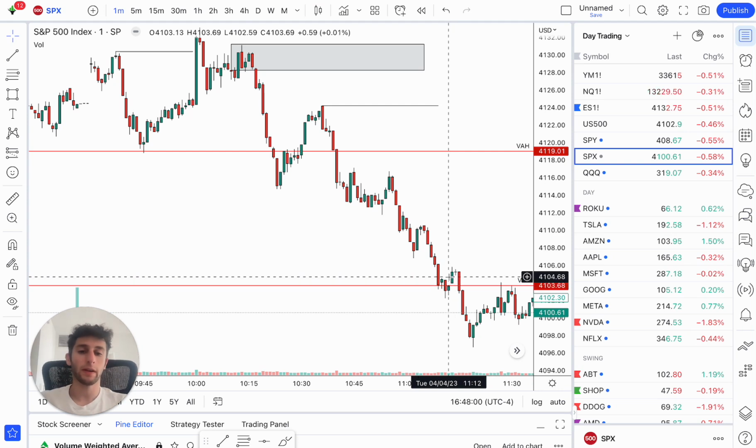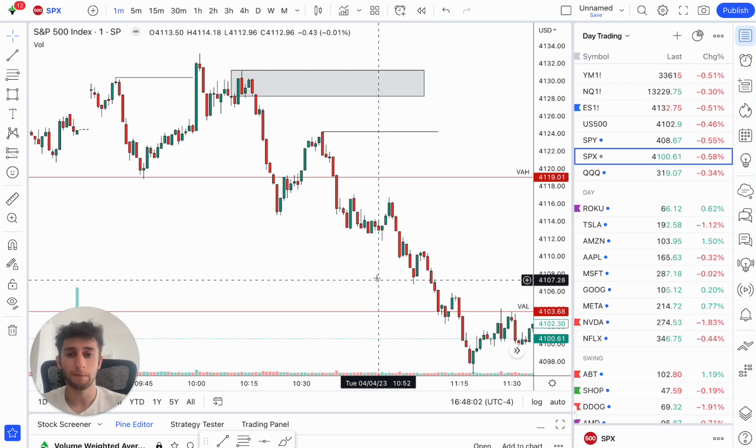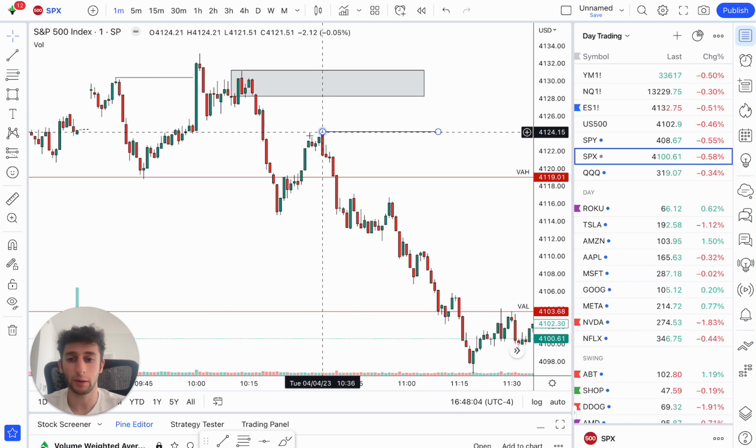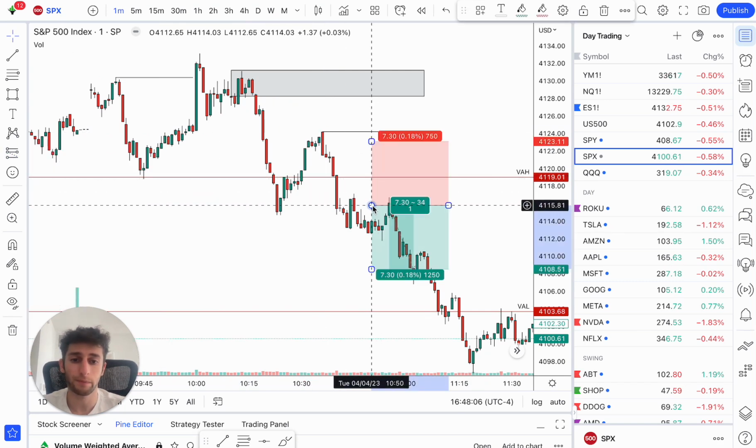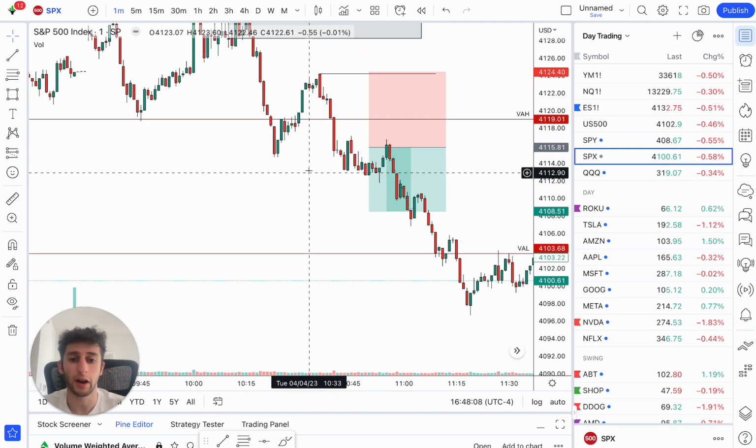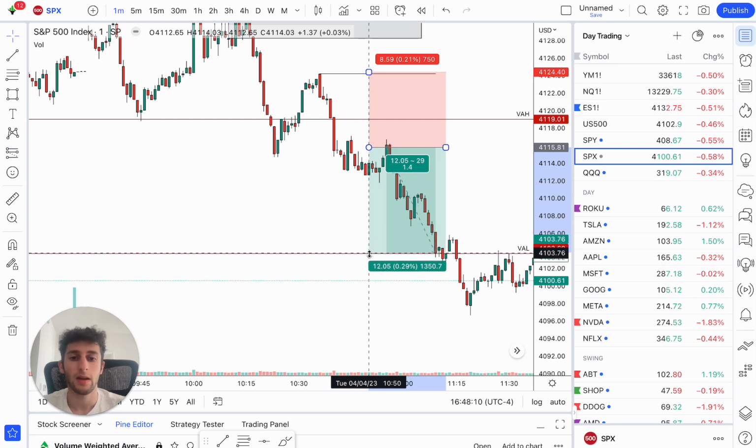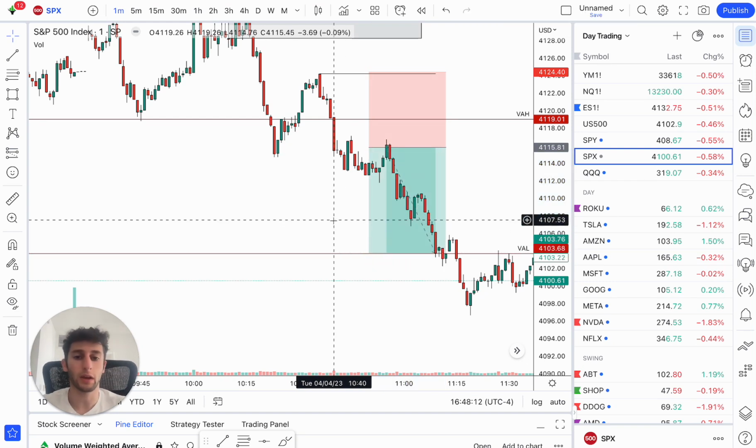So now what I'm thinking is, okay, again, I want to get short. Now I know that this area is going to be defended. So if I'm looking to get short, I know my stop's going to be up here. I know my target's going to be down here. And then it's just a matter of picking, okay, where do I want to get in? Where can I get a good risk reward?